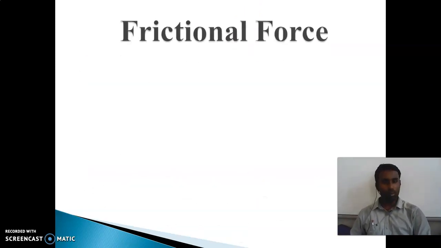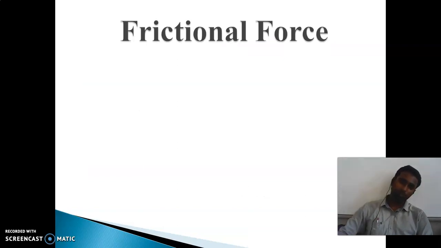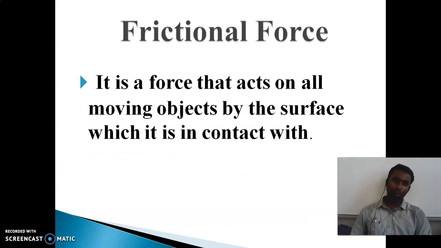And one more force, which is called frictional force. So what is meant by frictional force? Have you seen that it is a force that acts on all moving objects by the surface with which it is in contact? Okay, what is meant by that?